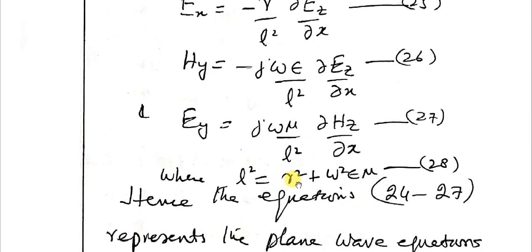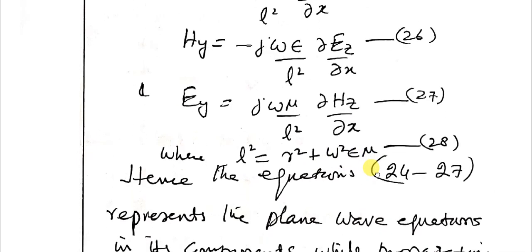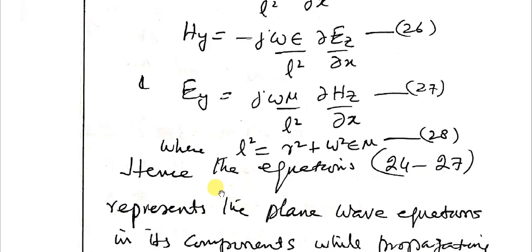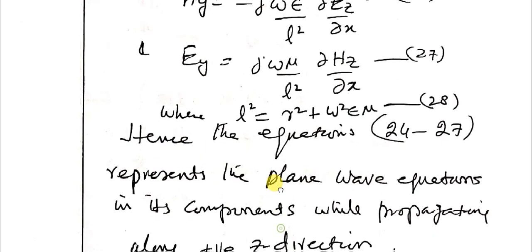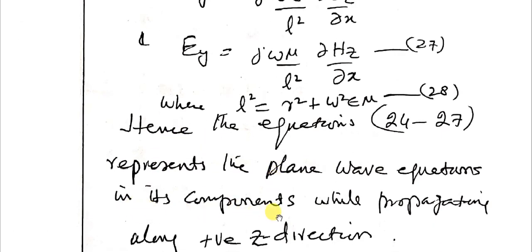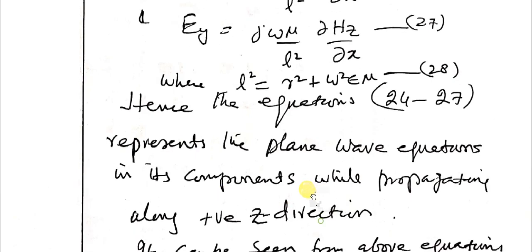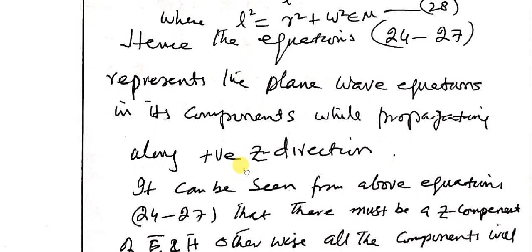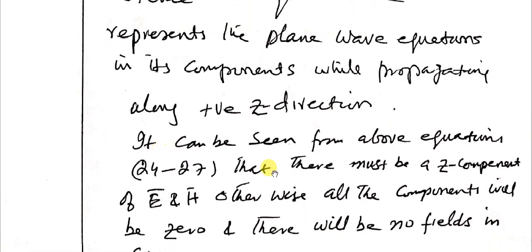So equations 24 to 27 represent the plane wave equation in its component form while propagating along the positive z direction. It can be seen from equations 24 to 27 that there must be a z component. This is the bottom line. We observed that the z components of E and H must exist, otherwise all the components will be zero and there will be no fields in the space.